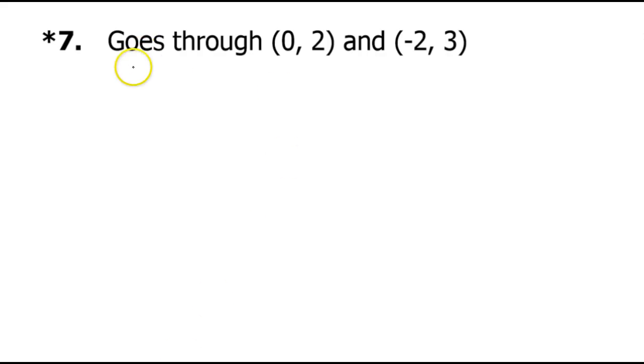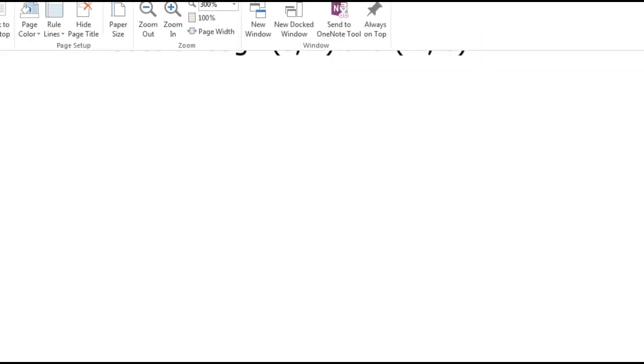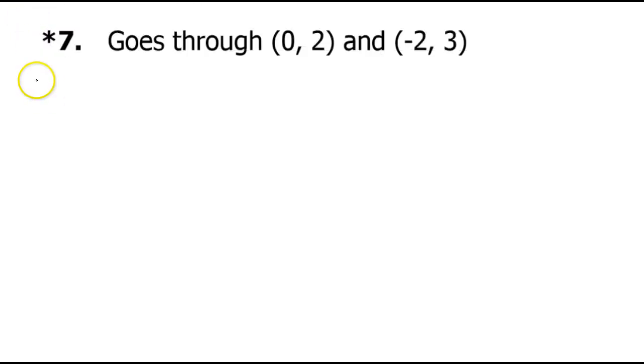Okay? So, what if they don't give me the slope and they do not give me the y-intercept? Well, if I have 2 points, I can easily calculate the slope. So here's how I go about finding the slope.